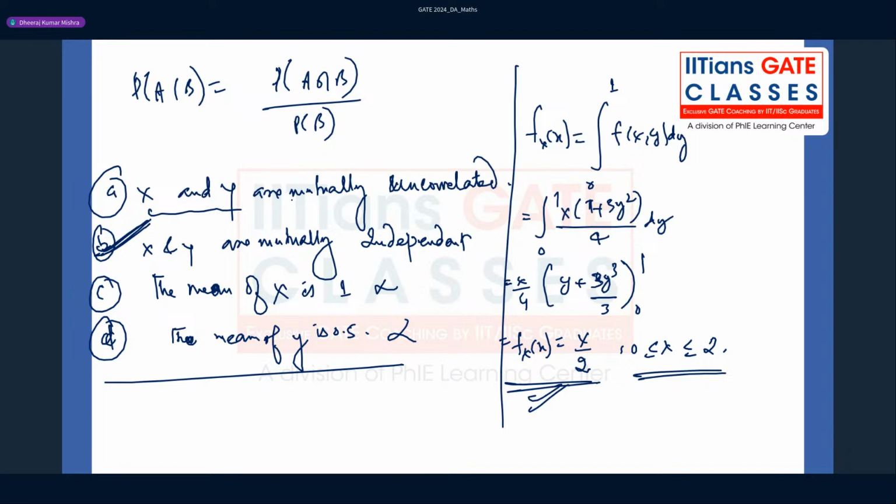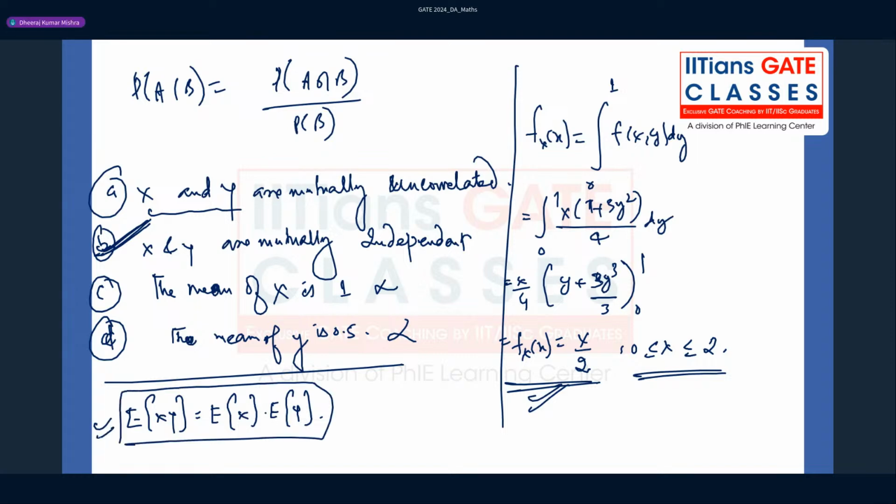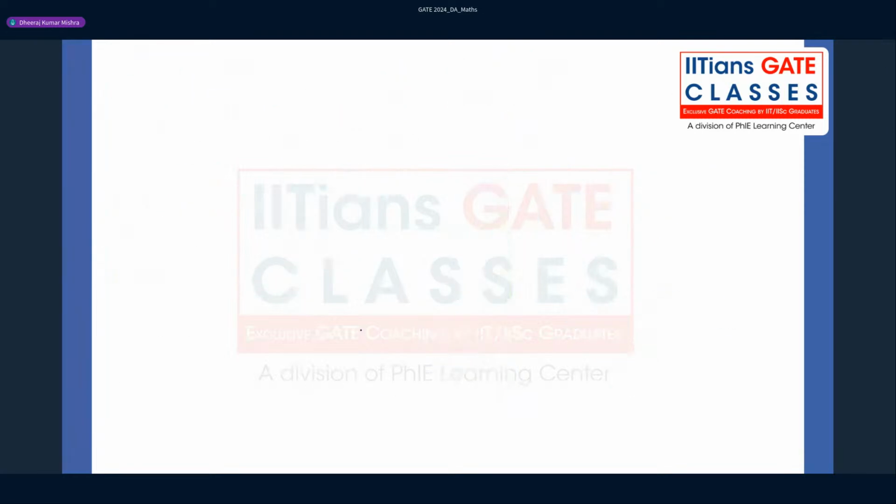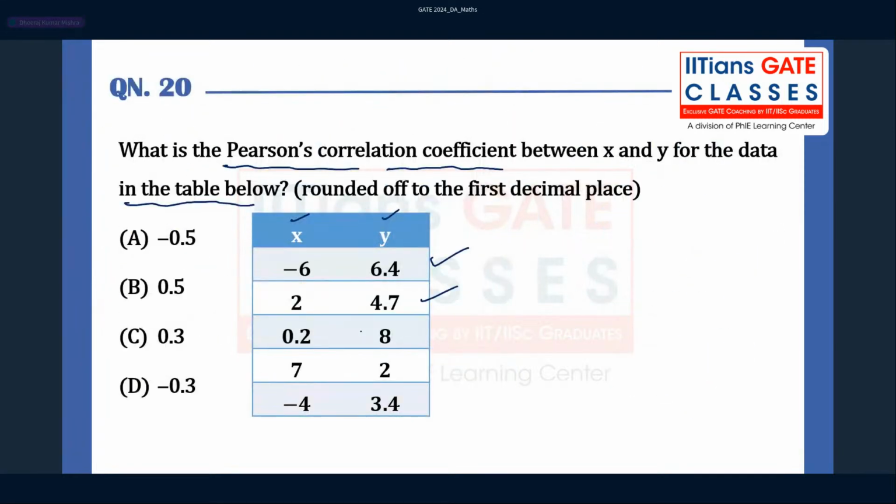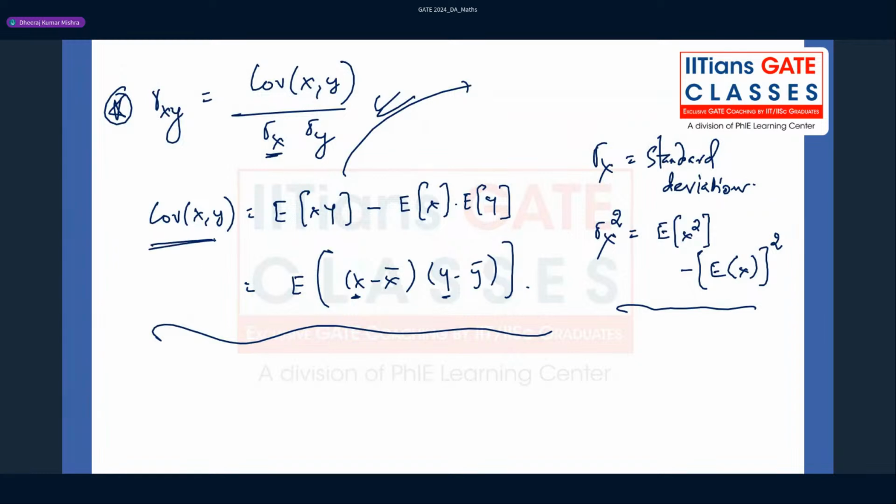I also told you, if they are independent, it means the expectation of the product of X into Y is going to be the product of the individual expectations. If they are independent, this will be the relation. And the correlation is going to be what? Let me show you, I have written here. This covariance is going to be 0 then, uncorrelated.